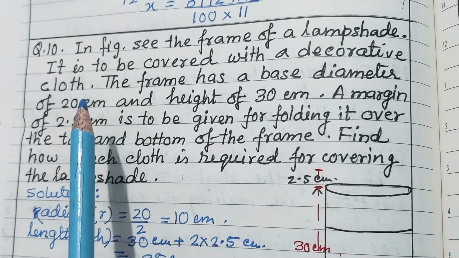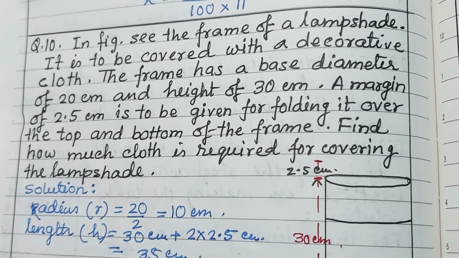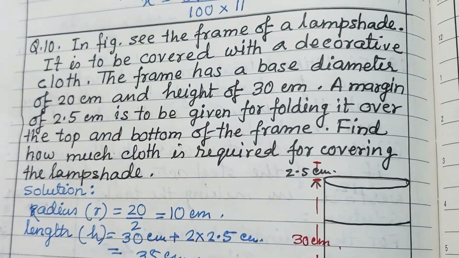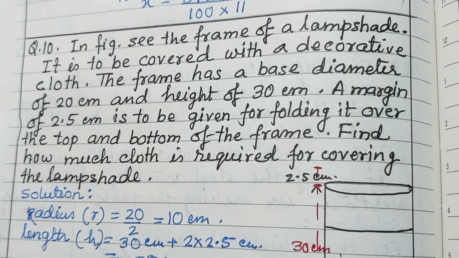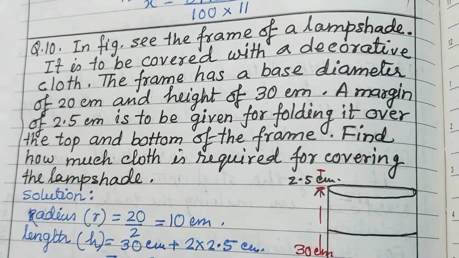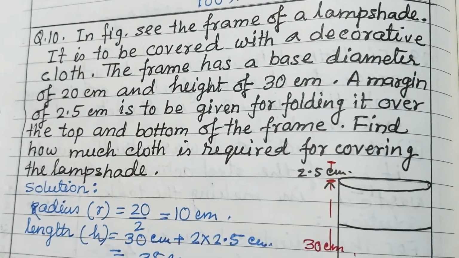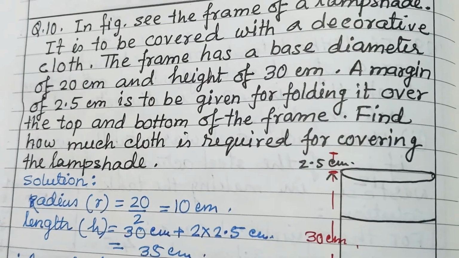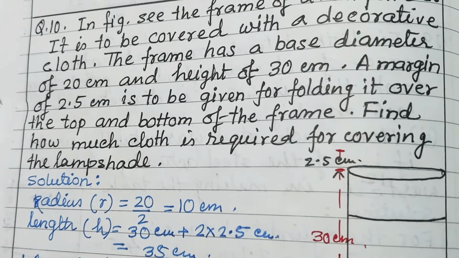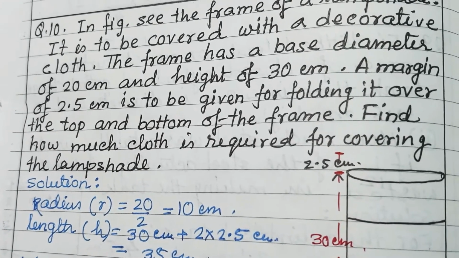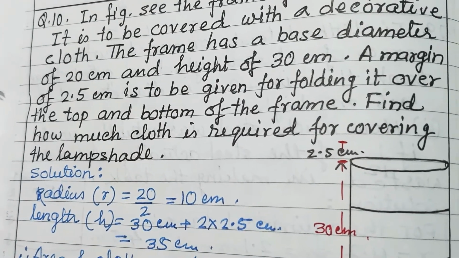In the figure, this is the figure as given. You see the frame of a lampshade. It is to be covered with a decorative cloth. The frame has a base diameter of 20 cm and a height of 30 cm. A margin of 2.5 cm is to be given for folding it over the top and bottom of the frame. Find how much cloth is required for covering the lampshade.